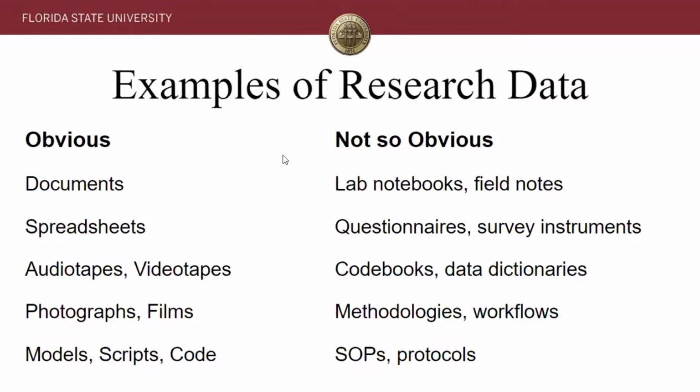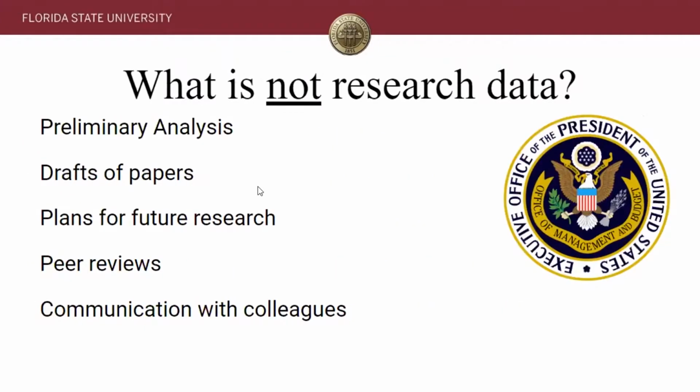So you'll want to think of the stuff on the right as well when you're thinking about writing your data management plans. There are some examples of things that are not research data. This is certain documentation that you may produce as part of a research project that doesn't necessarily need to be included in a data management plan or a data inventory. This includes things like preliminary drafts of papers, plans for future research, and private communications with colleagues.